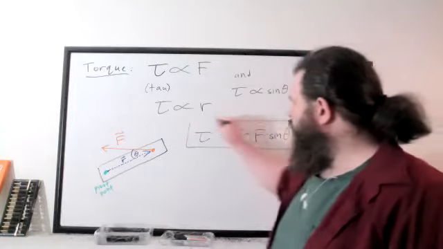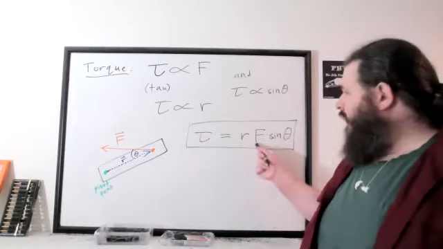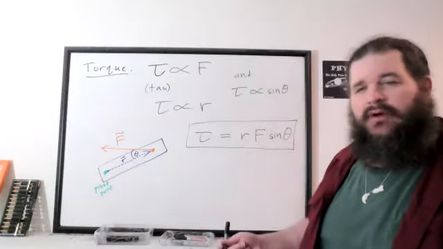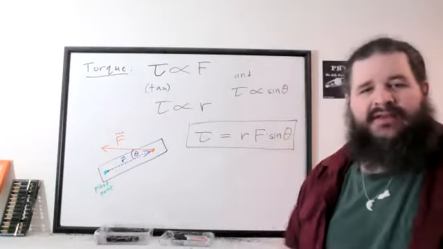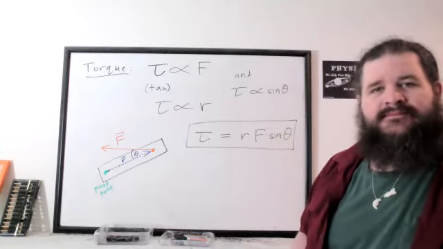So we can use this as a way to calculate how much torque is being applied. You just take the amount of force you're applying, multiply by how far you are from the pivot point when you apply that force, and also multiply by sine of the angle. Any questions on that so far?